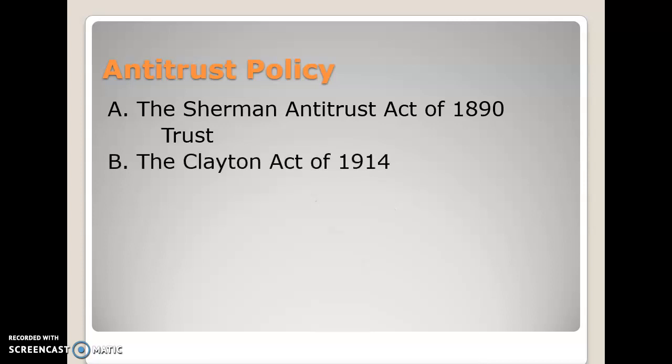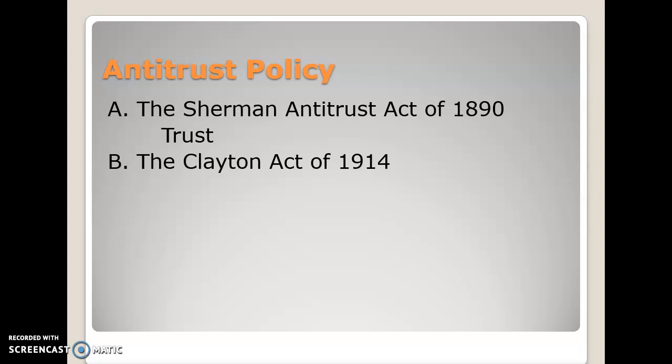Letter B, the Clayton Act of 1914. The Sherman Antitrust Act led to the breakup of certain monopolies, such as Standard Oil and American Tobacco. But because the act was vague in certain points, other businesses found ways to limit competition without technically monopolizing the industry. The solution was to pass the Clayton Act of 1914. It closed most of the gaps found in the Sherman Act, and that's probably the thing you'll want to write down about the Clayton Act. It closed most of the gaps found in the Sherman Act.